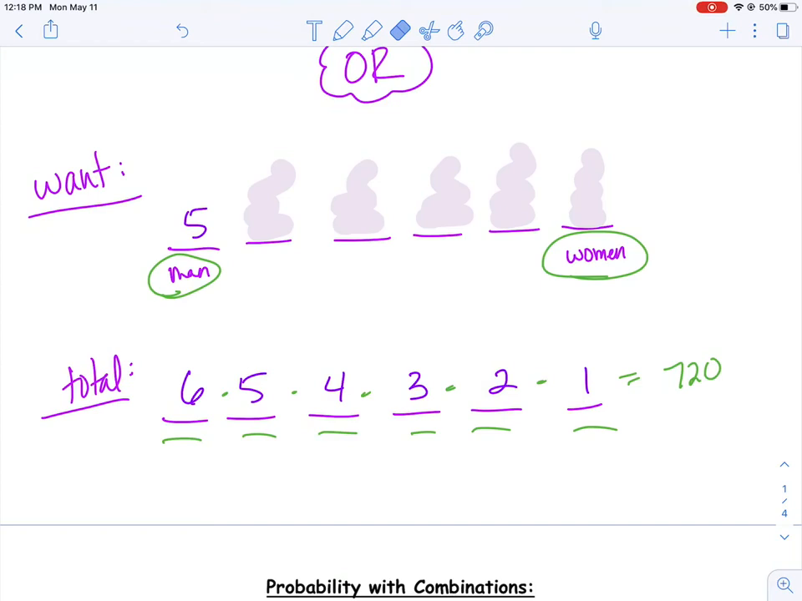Now let's go back to the end. I need a woman to go last. If I need a woman to go last, how many options is that? How many women are there? Well, there's only 1 woman, right? And she has to go there, Tina Fey.